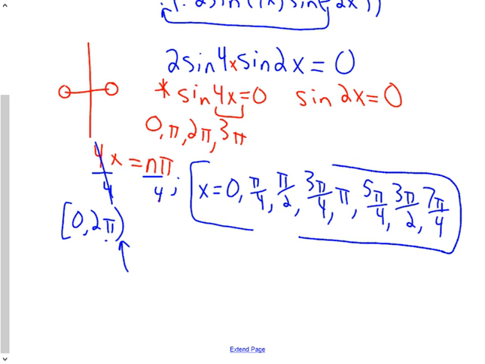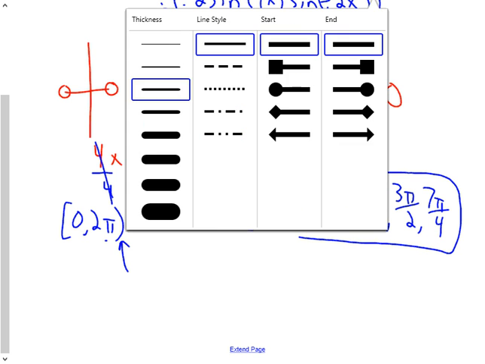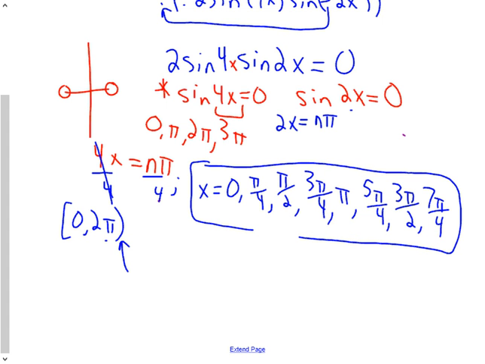And just to tie back in, why didn't we do sine of 2x? Well, if 2x equals n pi, dividing by 2 on both sides, you'll see it's already included in our answer. This would be 0, pi half, pi, 3 pi half, and those are already in the answer, right here, here, and here. So I didn't miss them, but they overlapped with sine of 4x equals 0.